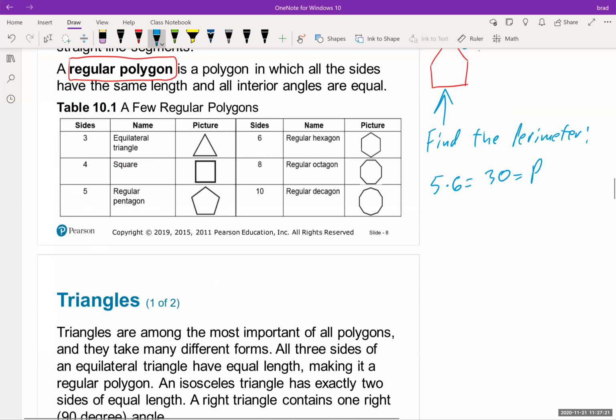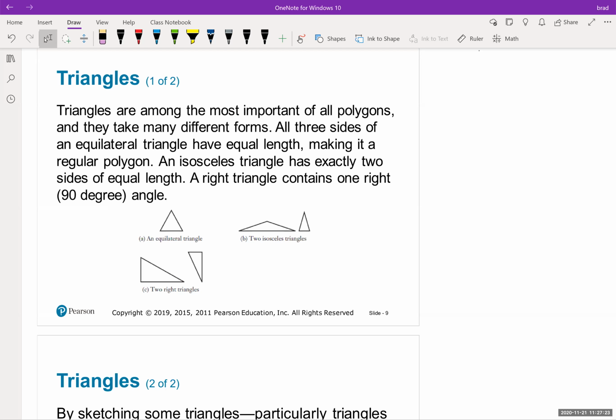Triangles are among the most important of all polygons, and they take many different forms. All 3 sides of an equilateral triangle have equal length, making it a regular polygon. An equilateral triangle is also called an equiangular triangle. So if they call it an equilateral triangle, what that really is, is a regular triangle. Or if they call it equiangular, that's also the same thing. Okay.